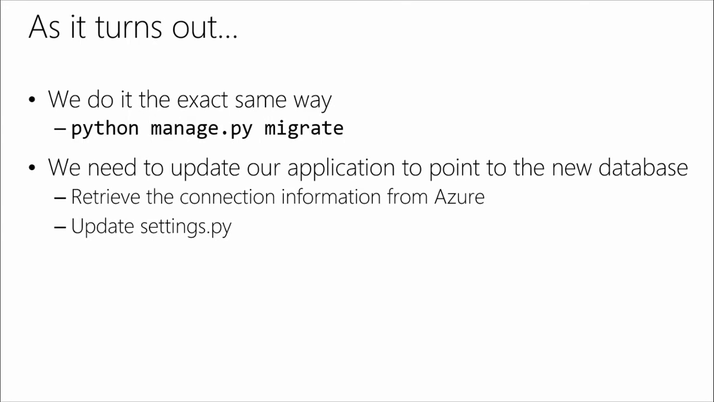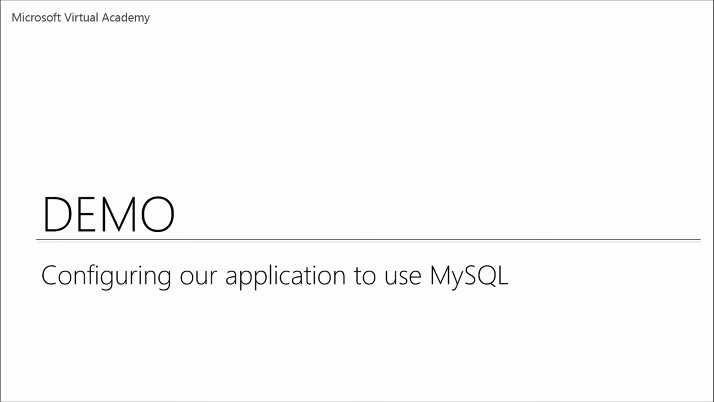Here's what's awesome, just as Susan mentioned, it's the exact same thing. We're still going to use the exact same code, where we say python manage.py migrate, and it will automatically do its thing. But we do need to update our settings.py, and we also need to update our application.